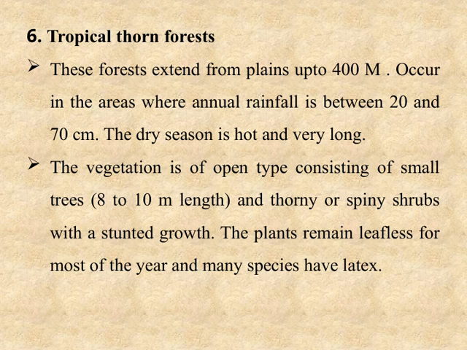It's mostly open, with small trees that usually reach about 8 to 10 meters in height, and these are often thorny or spiny shrubs. The growth of these plants is stunted, which is an adaptation to the harsh environment. Interestingly, many of these plants remain leafless for most of the year, reducing water loss during the dry periods. Additionally, several species have latex, which can serve various functions, including protection from herbivores and reducing water loss. Understanding these forests helps us see how plant life adapts to extreme dryness and heat, fitting into the broader theme of ecological resilience and diversity across different climates.